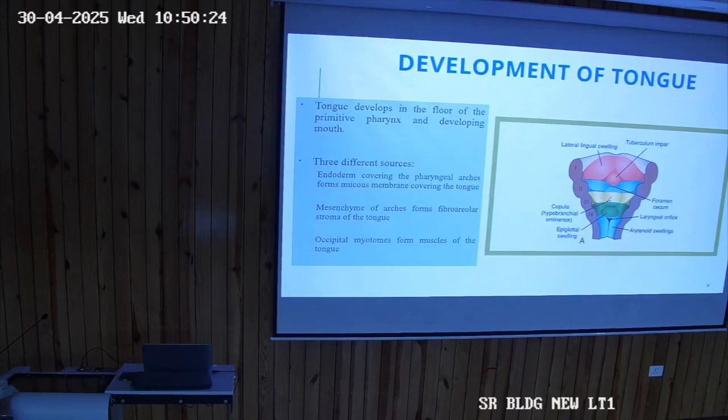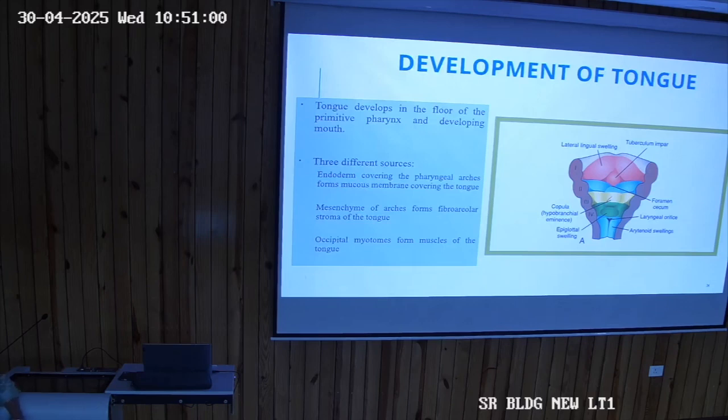So what is the mucous membrane of tongue? What is the epithelium? And it is derived from? It is included in which system? Tongue, you have studied in which system in histology? GIT. So its mucous membrane is derived from the endoderm. Okay, its fibroalveolar connective tissue is derived from the mesenchyme of the pharyngeal arches and muscles of the tongue. These are basically derived from occipital somites.